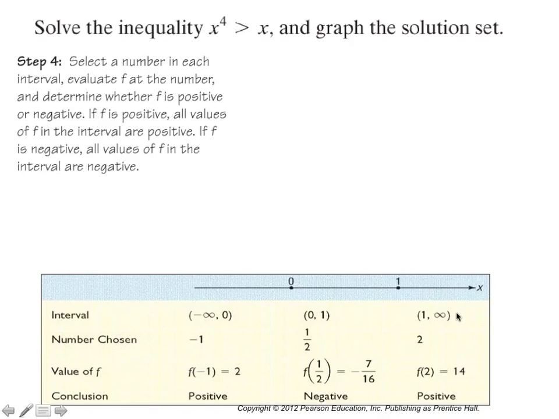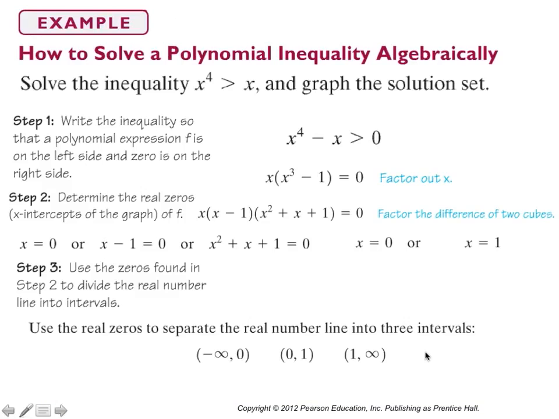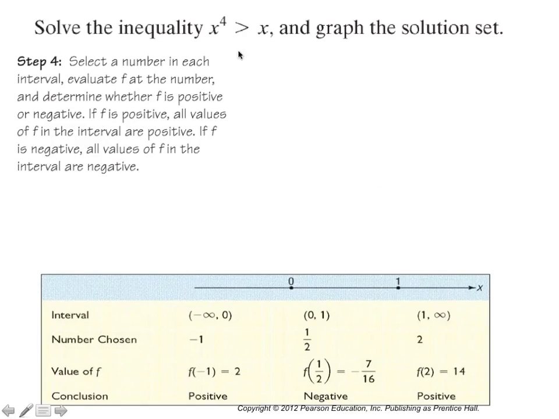And just like last time, we pick a value in each of these intervals and then solve it. So negative 1 is going to be in this interval over here, 1/2 is going to be over here, and 2 is going to be over here. Now, what you want to do is substitute this back into either your factored equation or the one where you have a 0 on the right-hand side, but you don't want to substitute it back into the original, okay?